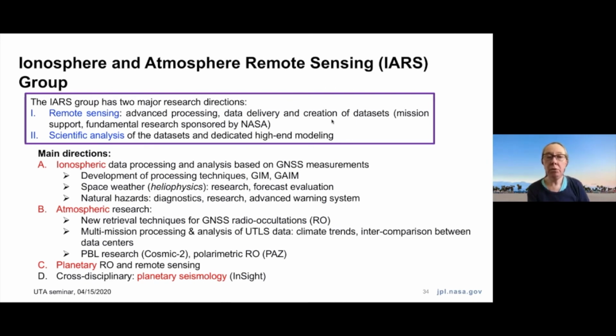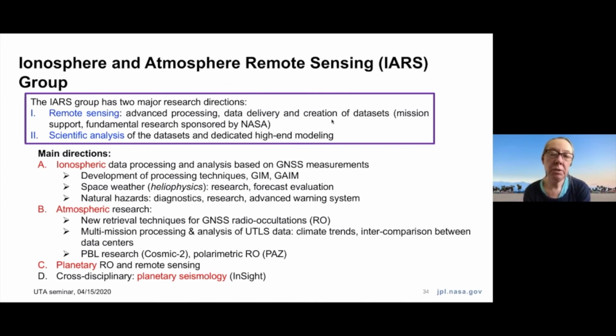So currently our main directions are ionosphere study, and data processing and analysis based on GNSS measurements, which doesn't only include GPS. We also work with Galileo and GLONASS. Development of processing techniques: we have our own ways of processing raw, so-called RINEX data, and a bias fixing algorithm. That's mostly Python-based. GIM, global ionospheric mapping, also a global atmospheric assimilative technique. We do data assimilation.